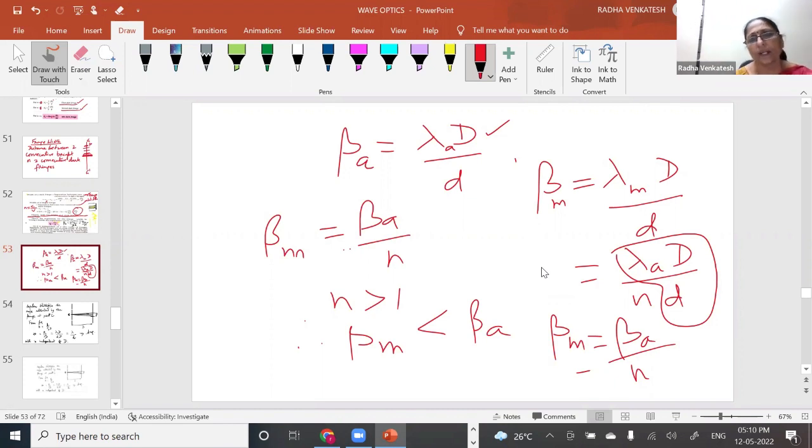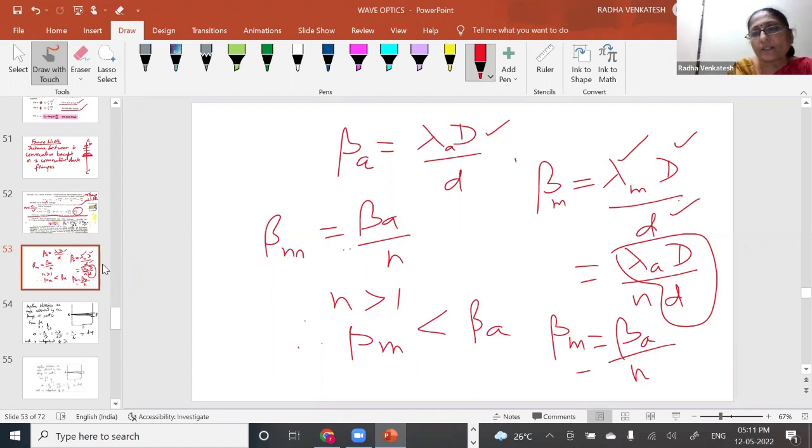So lambda is going to change. Will lambda decrease or increase? Aditya, you have to recall the formula from the 10th standard that they learn. For a medium, I have to write beta as lambda m into D by d. But how is this lambda m related to lambda a? Lambda m is lambda a by this small n that I've written. That small n is nothing but the refractive index of that medium.